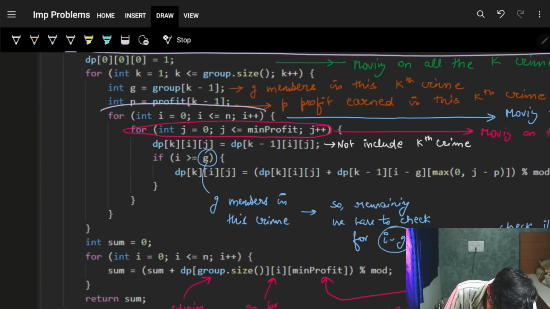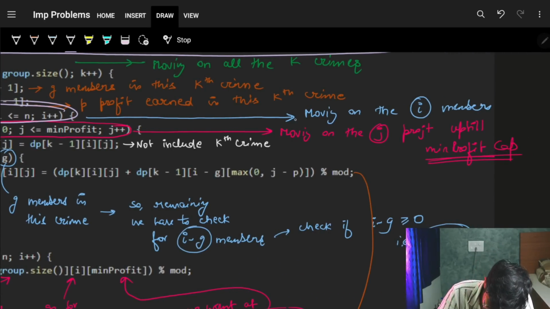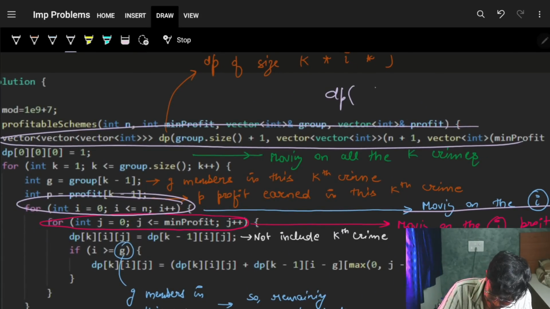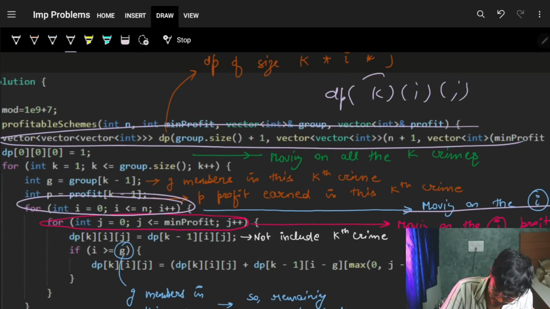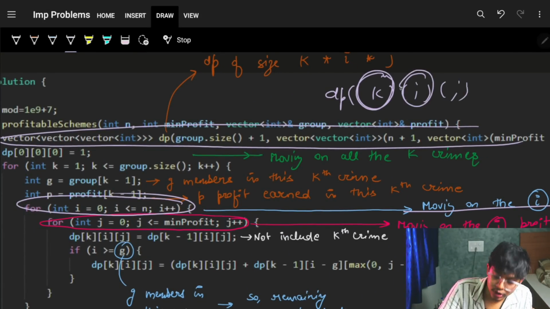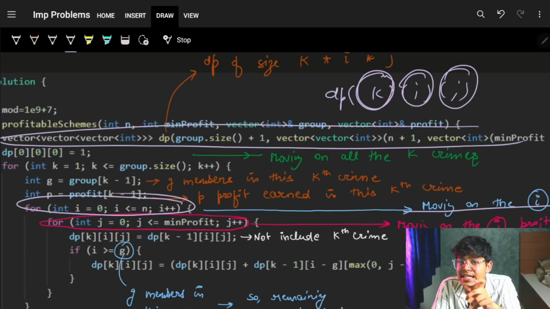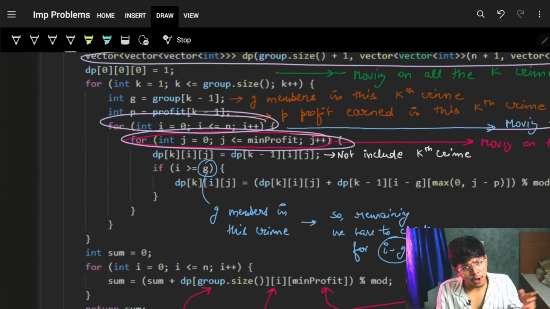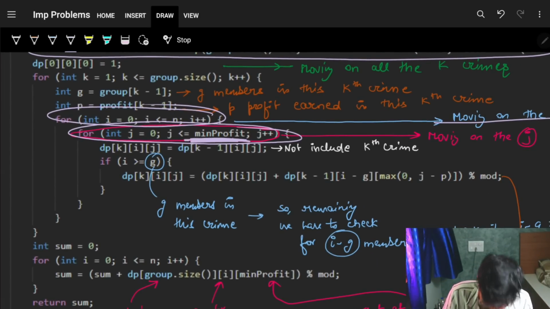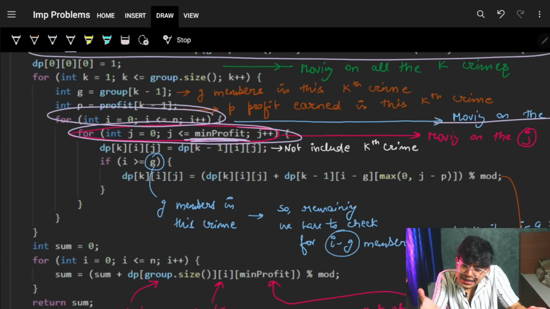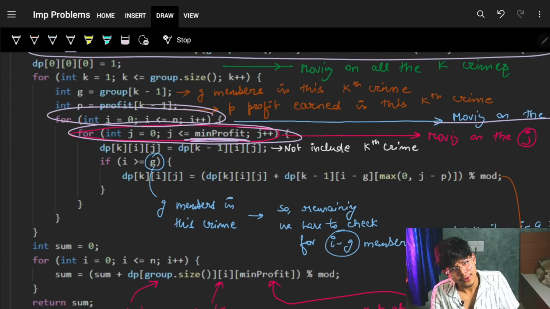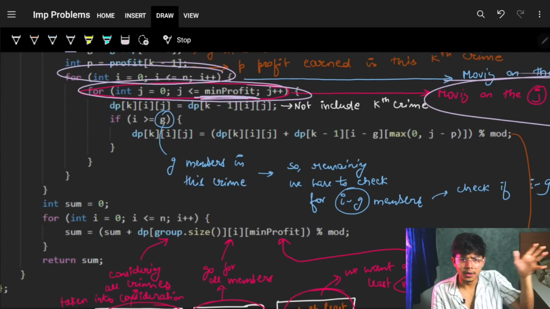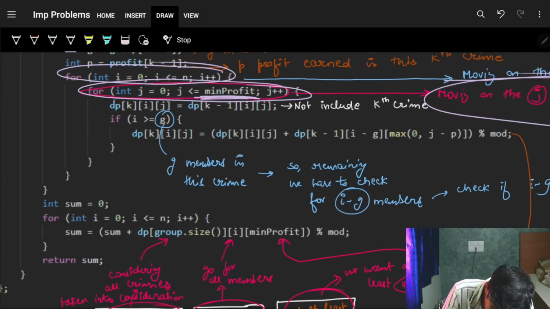Then you will see that I move on to the members, which means moving on to I members, because you saw what happened in our DP. We had K, I and J. Moving on to all the crimes, moving on to the members, moving on to at least J as profit. Now moving on to my profit, as I said, the upper cap is the minimum profit, because after that I don't want to go further. That's the reason I have my J moving from 0 to the minimum profit.